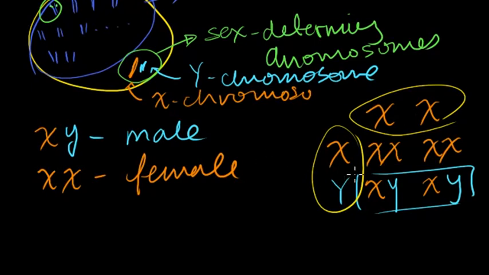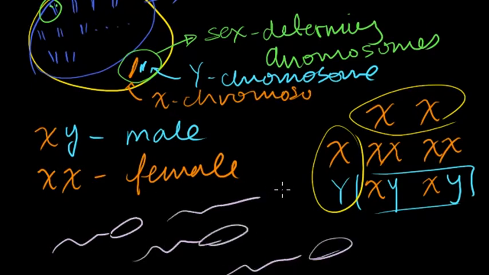It's all determined by whether, let me just draw a bunch of sperm, dad's got a lot of sperm, and they're all racing towards the egg, and some of them have an X chromosome in them, and some of them have a Y chromosome in them. If this girl, if she wins the race, then the fertilized egg will develop into a female. If this sperm wins the race, then the fertilized egg will develop into a male.